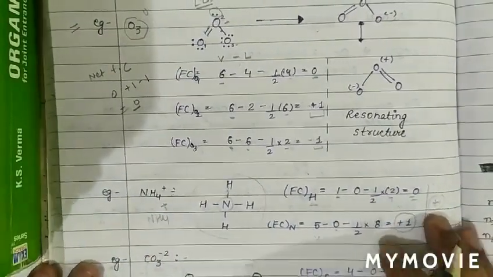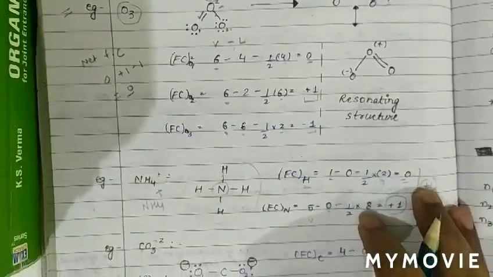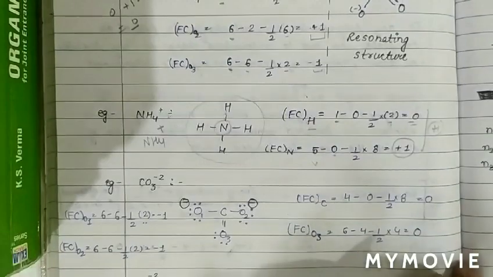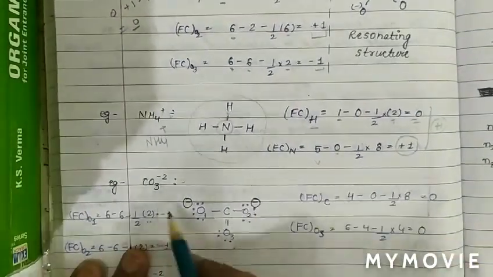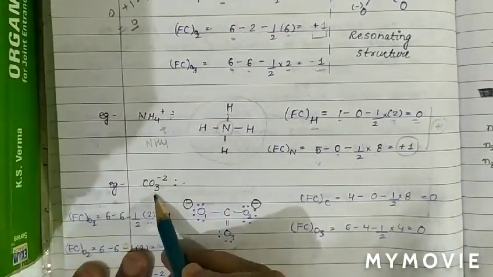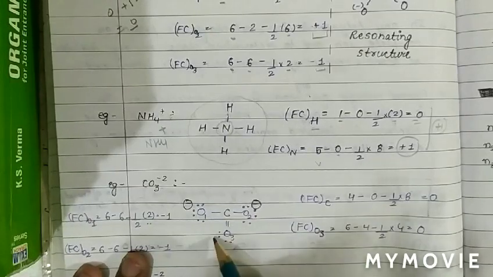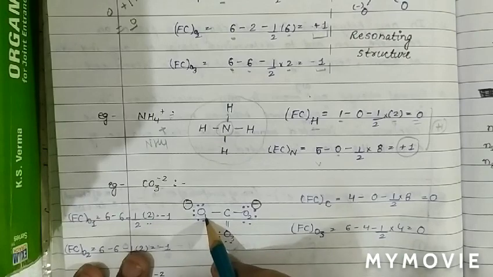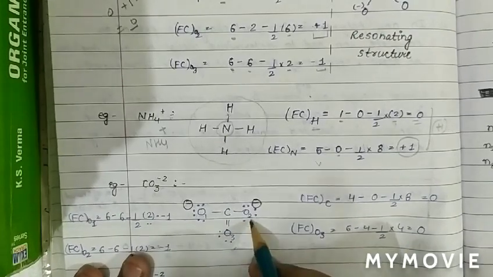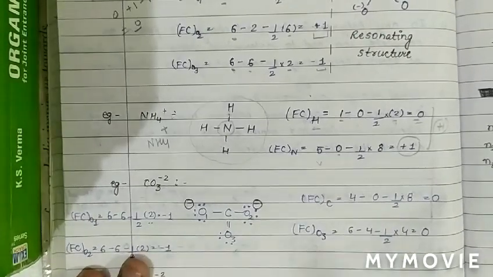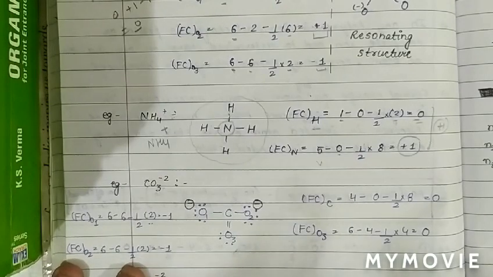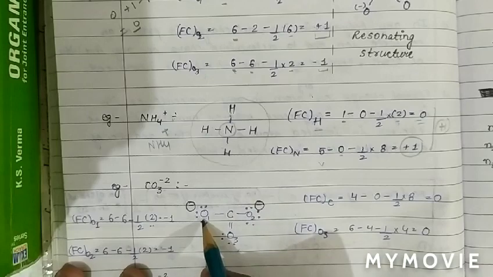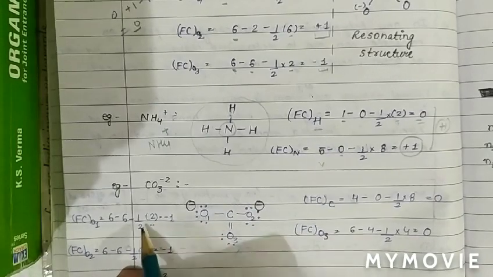Now we are calculating the formal charge on each atom present in the carbonate ion. In the case of the carbonate ion, as we know, the Lewis structure of the carbonate ion is CO3 2 negative. We are numbering this oxygen atom 1, this oxygen atom 2, and this oxygen atom 3 in the Lewis dot structure. First we are calculating the formal charge on the first oxygen atom. The first oxygen atom is this one.